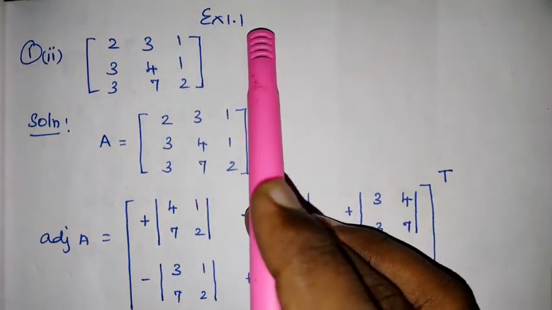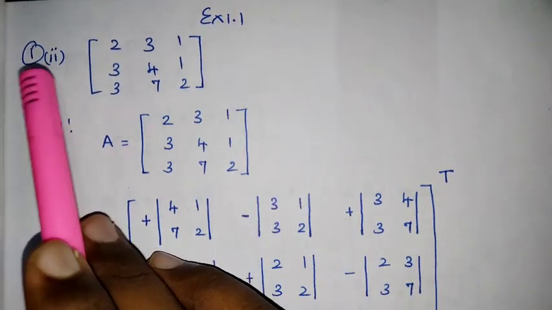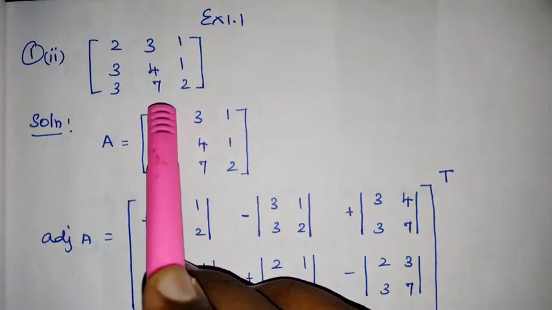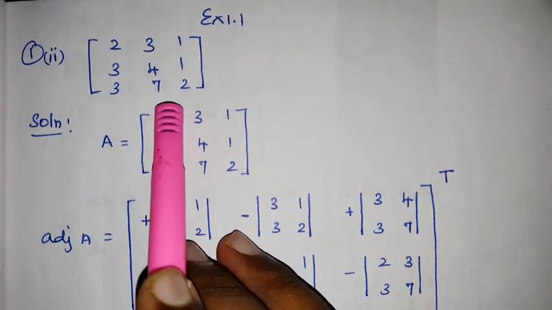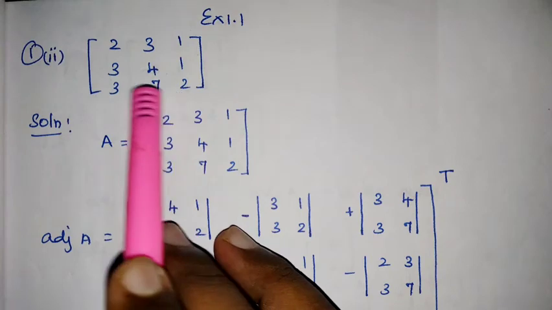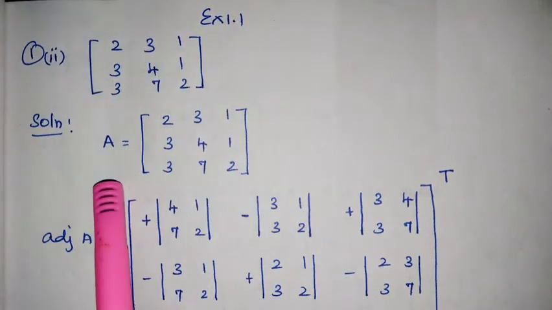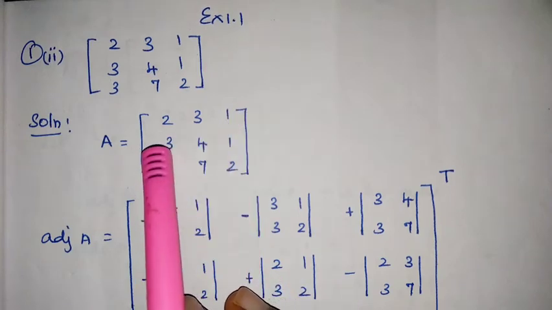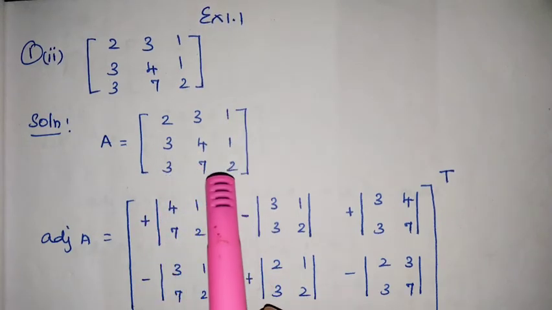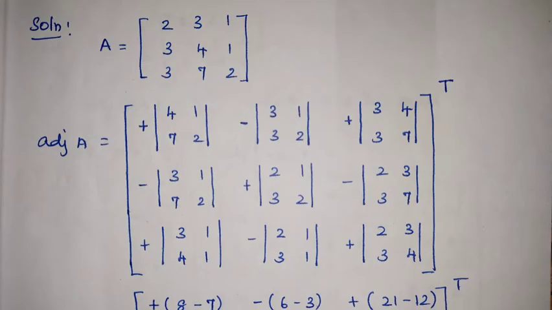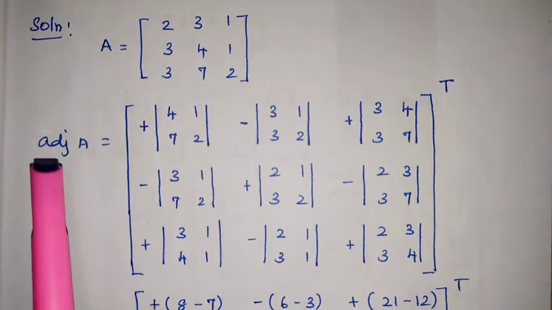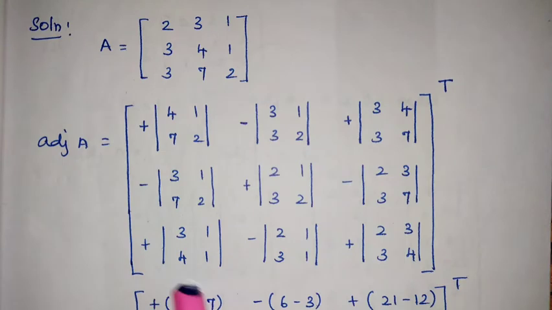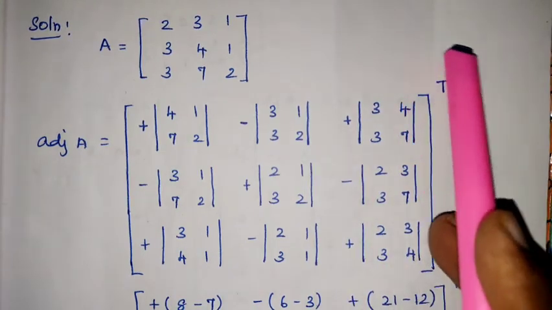Exercise 1.1, sum number 1, subdivision 2. A 3x3 matrix is given, and you are asked to find the adjoint. First I'm going to name this matrix as A. A is equal to 2, 3, 1, 3, 4, 1, 3, 7, 2. To find the adjoint, what is the first step? You have to find the cofactor. Then you have to find the transpose.